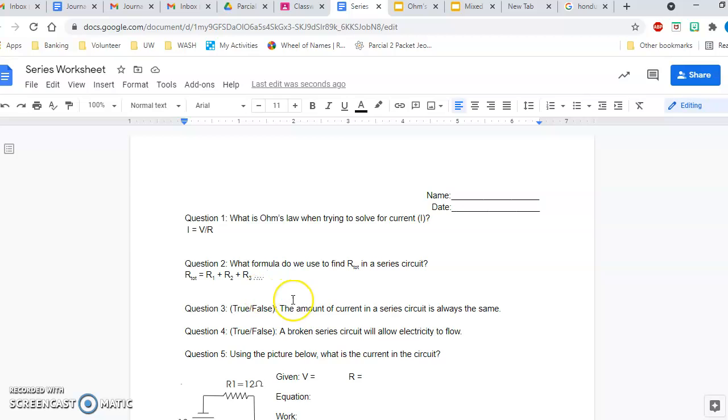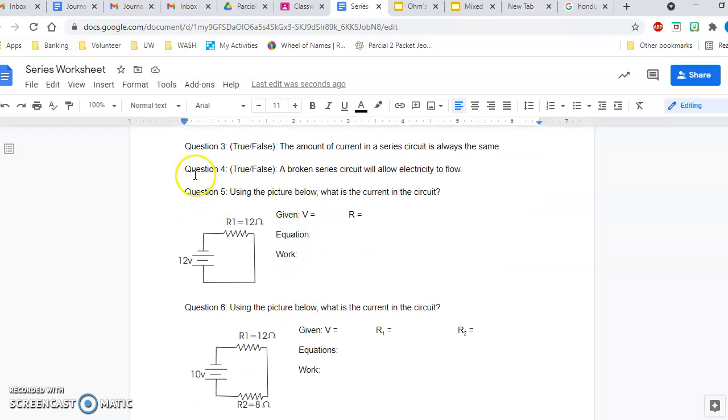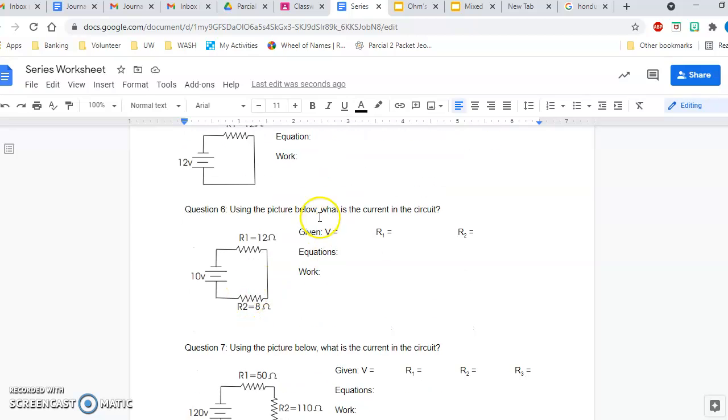So let's look at how one of these works in our equation here. So let's go to number 6. I'll show you guys just a couple of these. I'll let you do the rest. So we, as always, are going to start with what's given. So we have our picture here. We can see we have a battery, and then we're going to go through one resistor, and then through a second resistor, and back to our battery here.